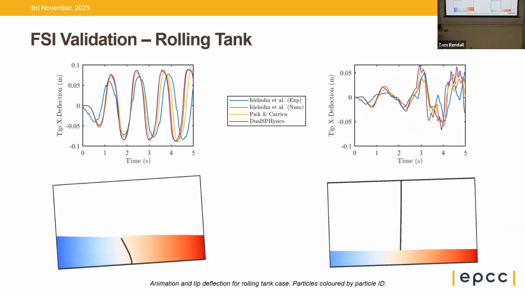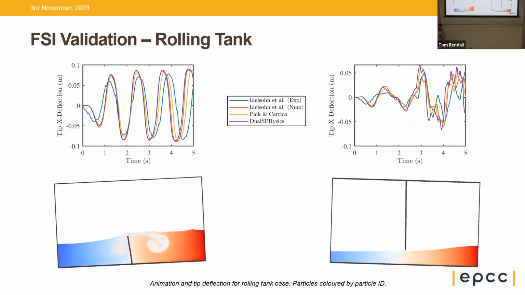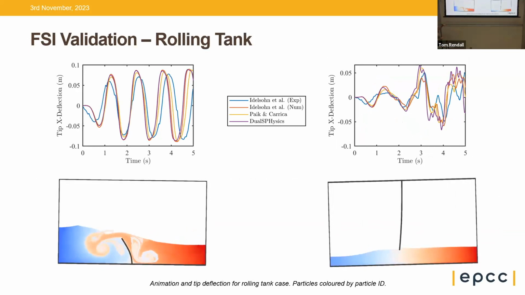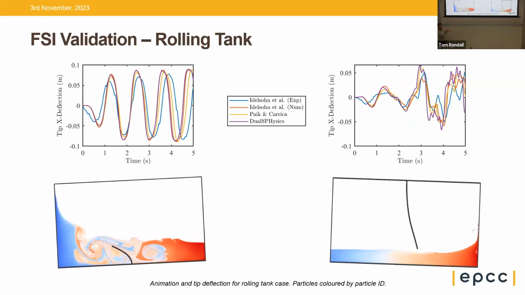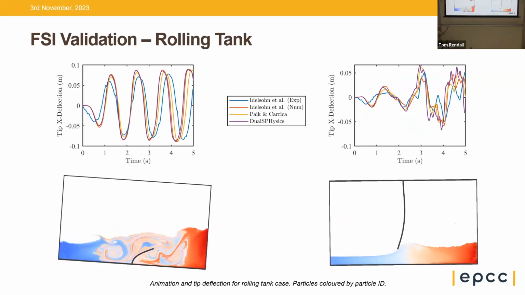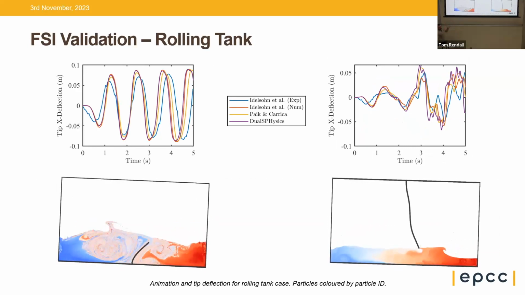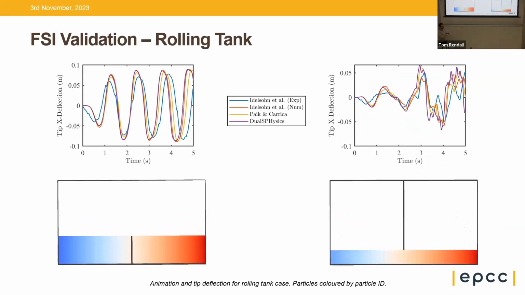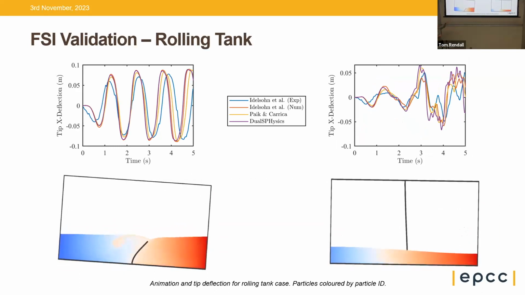In terms of violent free surface flows, we want to demonstrate that as well. On the left-hand side, all the natural frequencies are aligned with each other, so you have this nice regular waving motion. On the right-hand side, it's deliberately misaligned with the sloshing natural frequency of the structure, so you get this chaotic motion. Generally good agreement with the benchmark data.